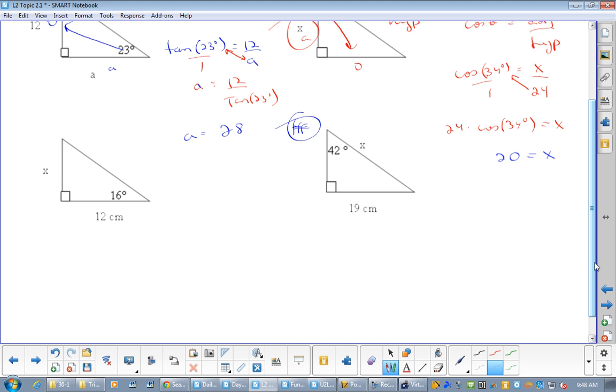Okay, what is the x? Who could tell me quickly how you know it's adjacent always? Touches the right angle and the angle. Is that touching the right angle? No. So it's either opposite or hypotenuse, but what is it? Hypotenuse. What's the 19? Opposite. And that's the adjacent, which has nothing to do with this question. So if you go SOH CAH TOA, we're going to use the one with opposite and hypotenuse.